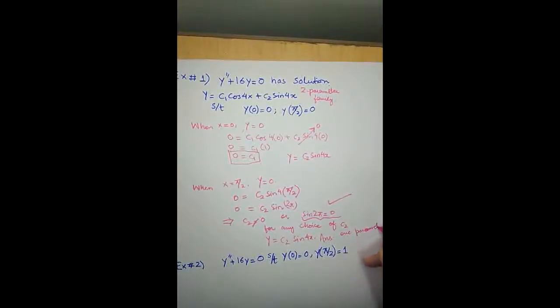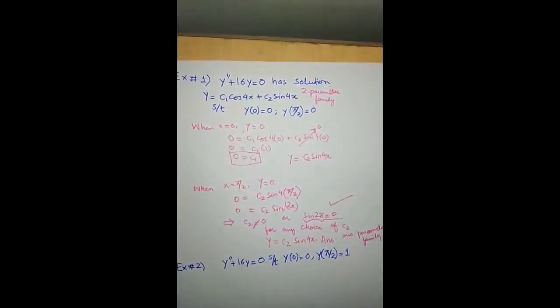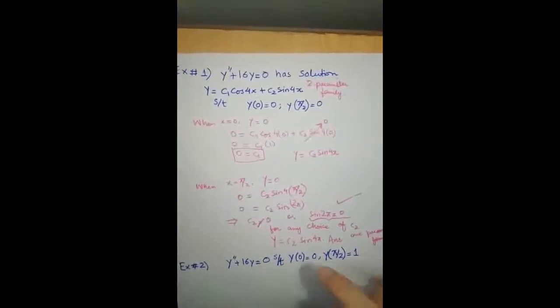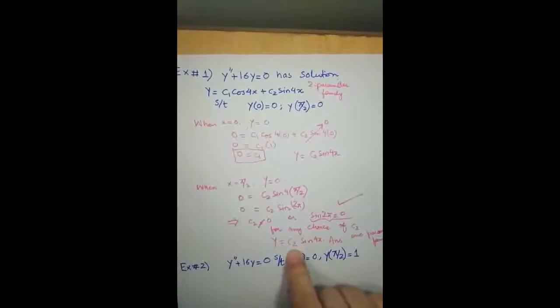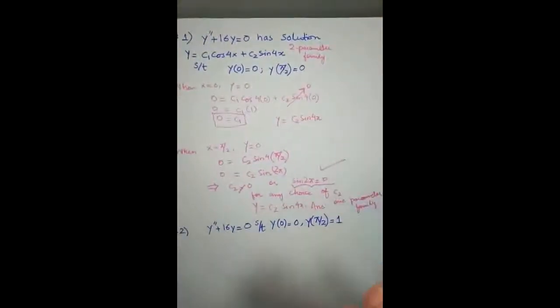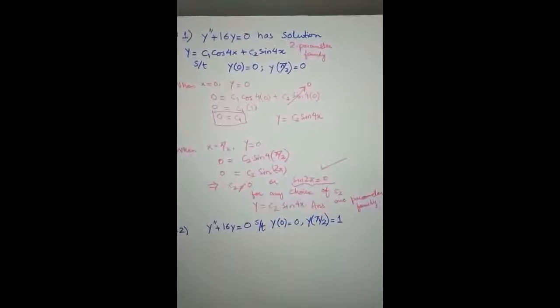And the one parameter family is only regarding sine 4x. So this is the boundary value problem. Is this solution unique, or is the solution not unique? For any choice means several solutions. So if you choose any C2, you get several solutions, not a unique solution, sorry for that. So this is the solution of this.